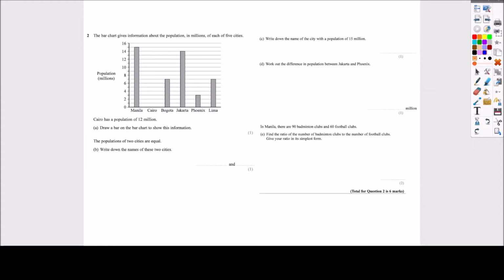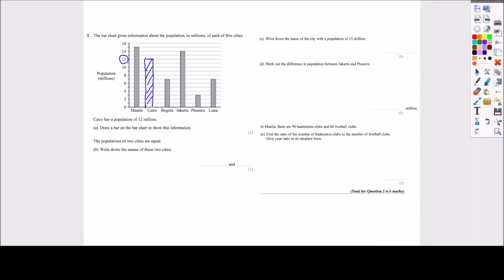Question 2. So we're told that Cairo has a population of 12 million. Draw a bar to show this. So Cairo has got to go up to 12 million. There's 12 million. So just drawing a bar here up to that 12. Using a ruler would be good.